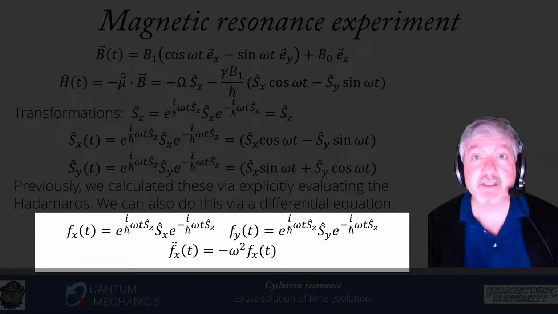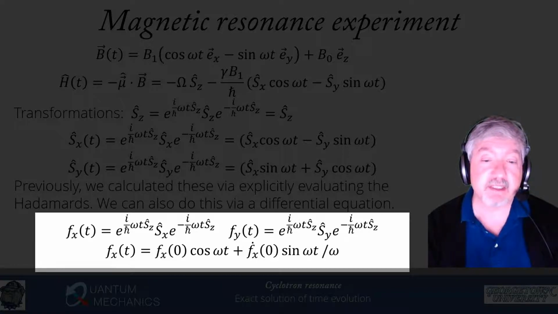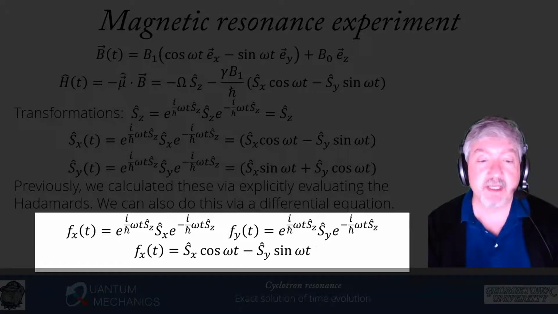I hope you said that it is sines and cosines, because indeed that's what it is. If we set omega t equals 0, we see that the coefficient of the cosine is what fx is at time t equals 0. And similarly, if we take a derivative and then look at what happens when t equals 0, we find that the coefficient of the sine omega t over omega term is fx dot of 0. But we know what these are. fx of 0 is just equal to sx, and fx dot of 0 is just equal to minus omega sy, so we can plug those in. And you see that this is the same answer as what we wrote down before by looking at the Hadamard of this, which of course has to be the case. It has to give the same answer.